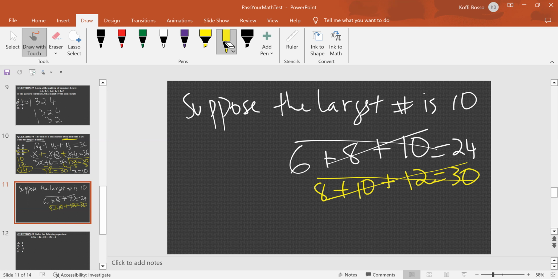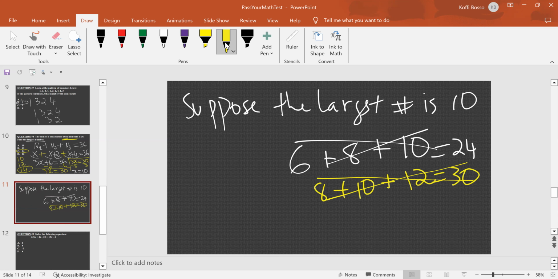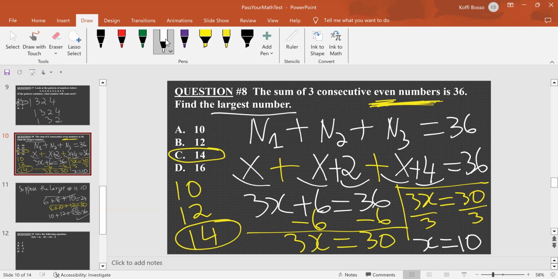You continue. This time you take 14, and again, you go backward. Taking 14, you're going to have a 12 before 14 and a 10 before 12. And if you add all of this, that gives you 36. And yes, the correct choice is 14. That's a way you can also do the work in case you don't know how to write the equation. Or suppose you take the last one, which is 16. If you do that, you will see that it's going to be more than 36.